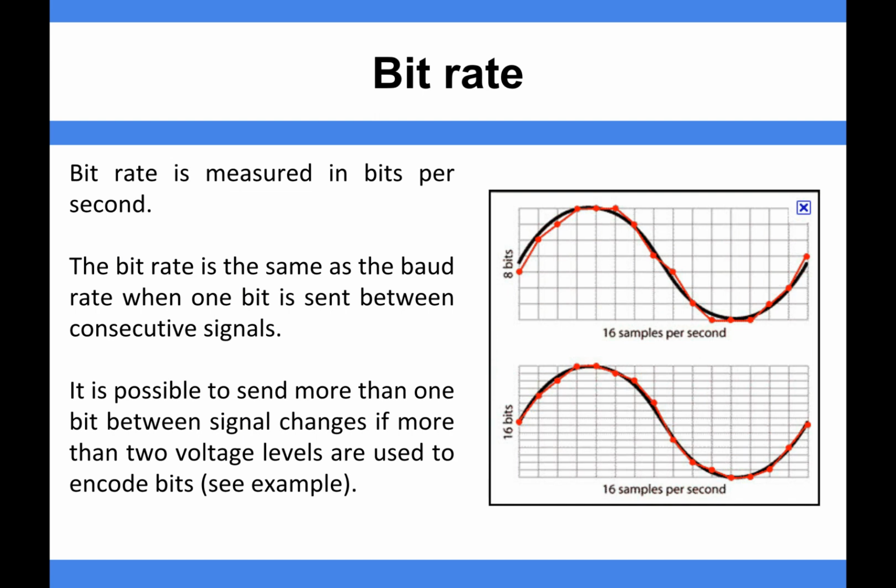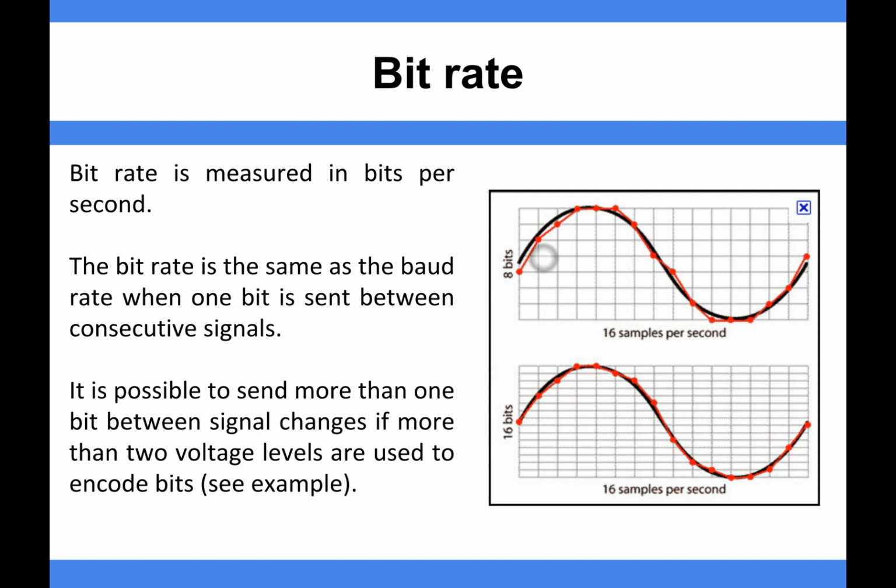Bit rate is measured in bits per second. So the bit rate can be the same as the baud rate if there's only one bit sent between signals. Okay, so if you've got, for example, let's say this was 16 samples per second. Imagine there's 16 possible changes here per second. Imagine that each one of these was 1 bit.